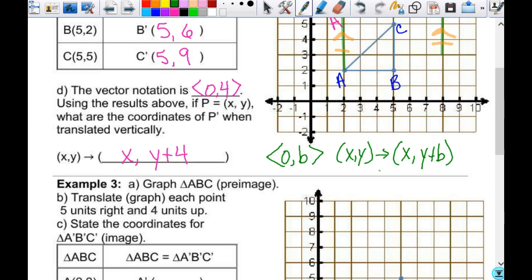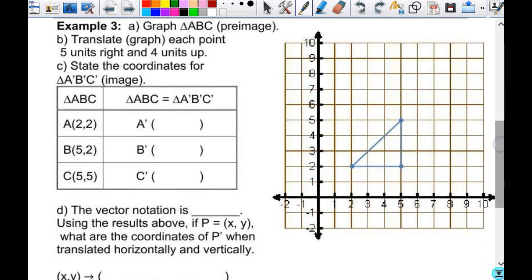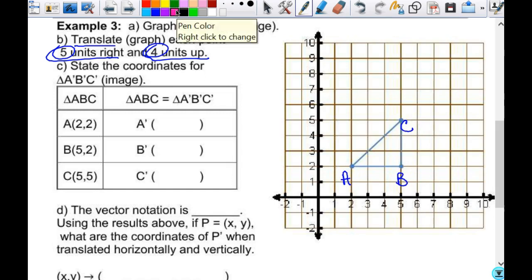We good? All right, so example 3. This time we are going to translate each point 5 units right and 4 units up. So we're getting crazy here. We're going to go to the right and up at the same time. I know, it's getting a little out of control here. All right, so I take C. I'm going to go to the right 5 and up 4.